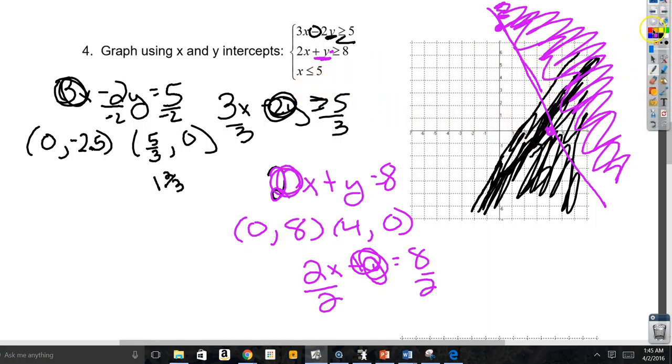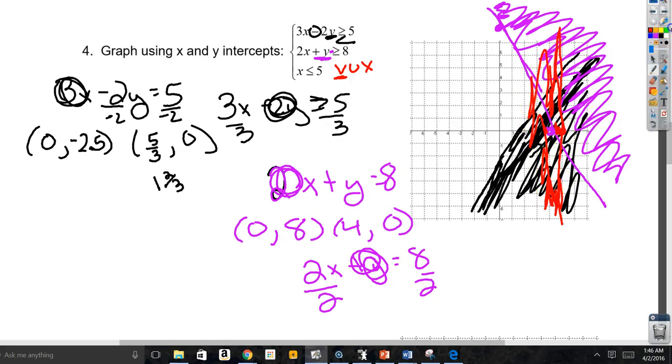Now let's graph x equals 5. The x tells us that it is a vertical line. So 1, 2, 3, 4, 5. And it's a vertical solid line, so it's going up this way, this way. And this says x is less than. So here's x, this is less than, so we're shading on this side of the line.